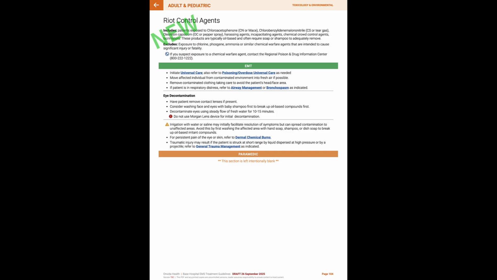Here's another new page. It covers EMS care for patients exposed to riot control agents, including substances like tear gas, pepper spray, or other chemical crowd control irritants. These are typically oil-based compounds designed to incapacitate rather than injure, but they can still cause significant discomfort and complications, especially in confined spaces or in patients with pre-existing conditions.